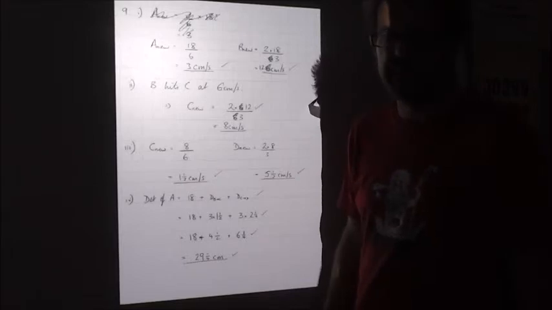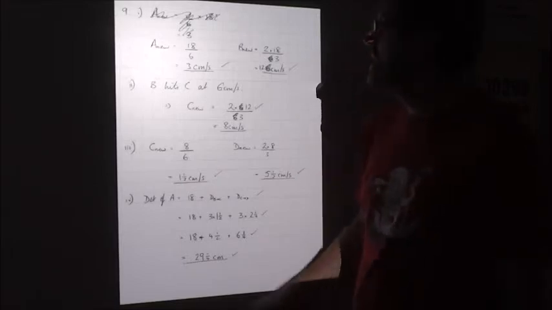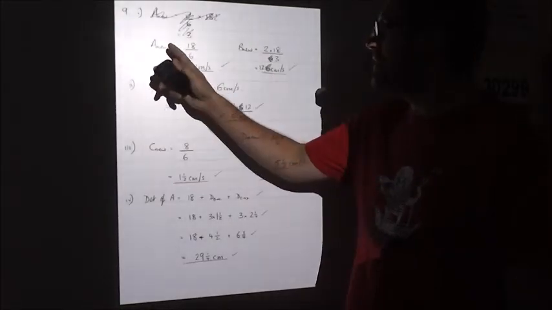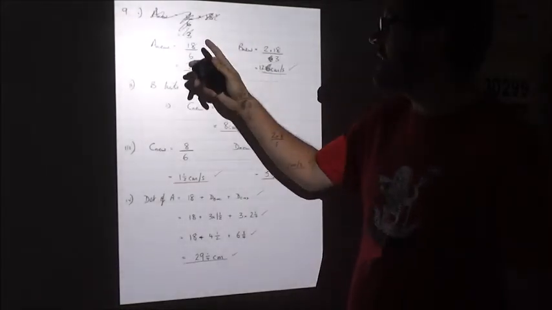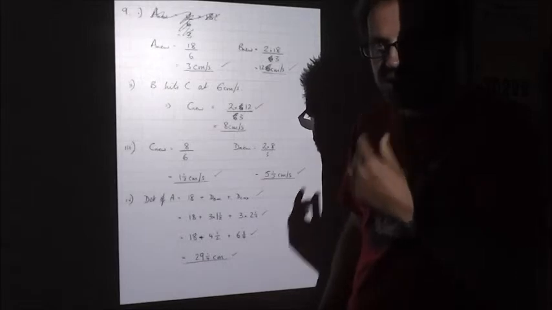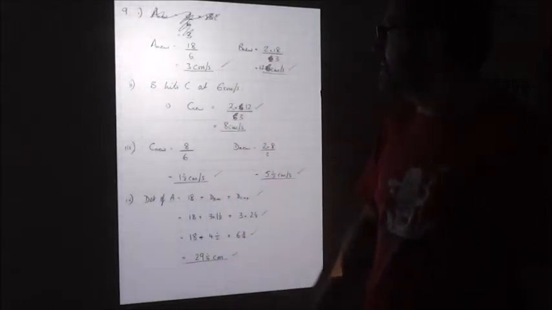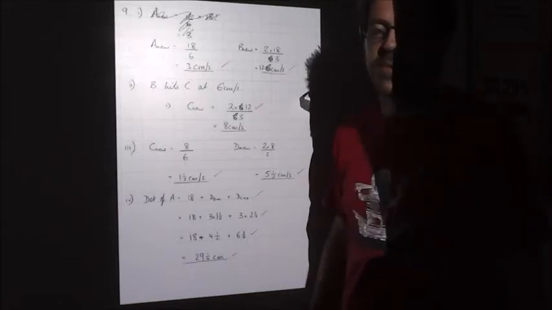Right, question 9 is about speed and distance here. I've used a little subscript here to show it's a new speed. So A new is 18 divided by 6, which is 3. B is 2 times 18 divided by 3, which is 12 centimetres per second.